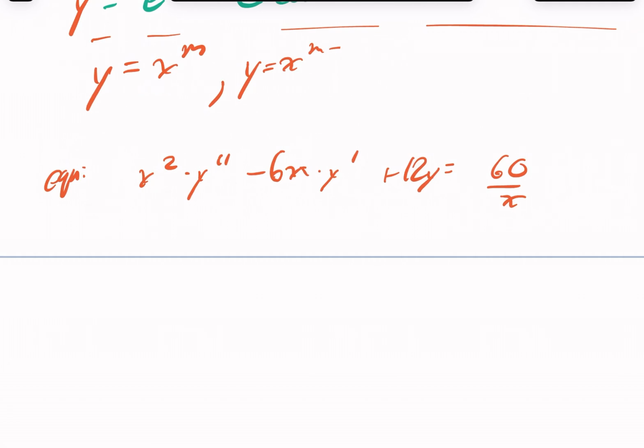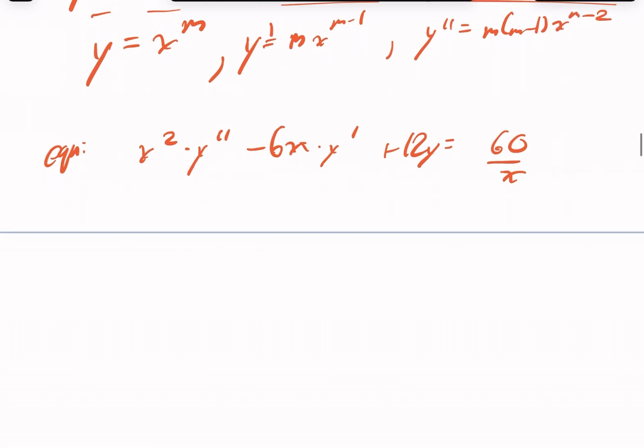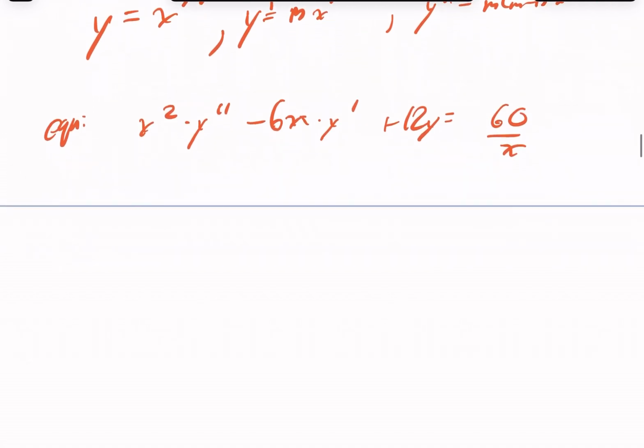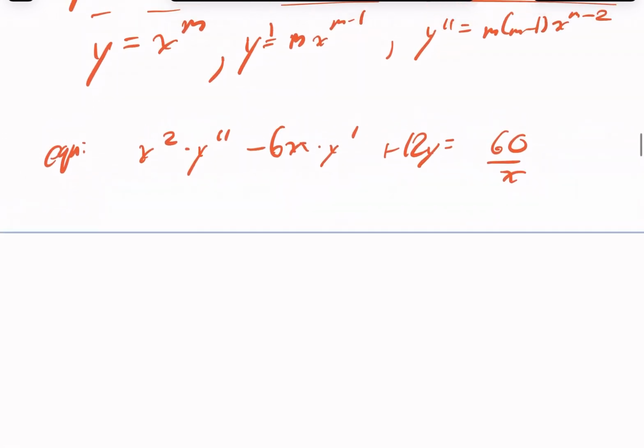You guys can review your lectures as to why it is that exactly, but you can also listen to me and just say it is that. Okay? This is y prime, and y double prime would be m times m minus 1 x to the m minus 2. And plug it into the equation and see what you get. So I'm gonna do the full process for this, because this one is pretty.